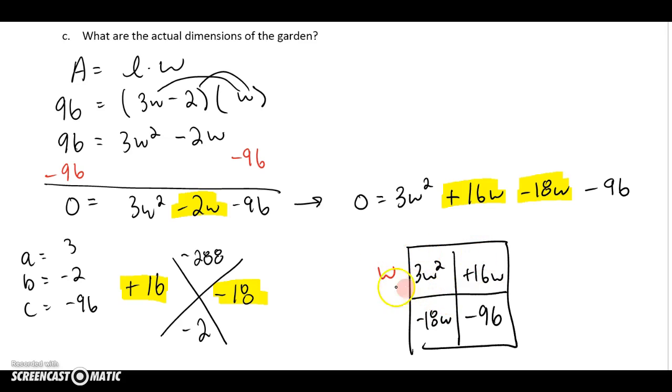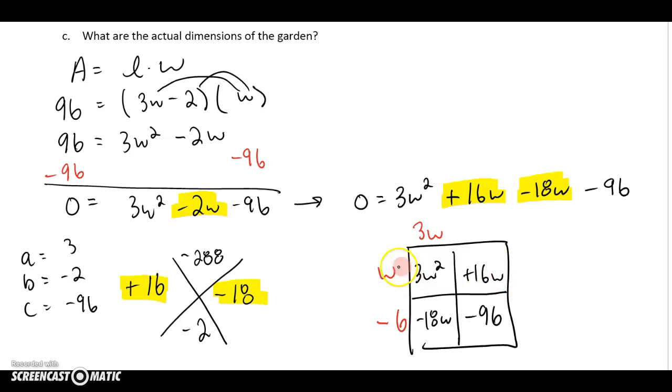Yeah, we can. So let's take a look now. W times what makes 3w squared? Well, 3w needs to go in there. And let's take a look here. 3w times this, what has to go here? What times 3w makes -18w? Well, maybe like a -6. Sure, that's going to work. 3w times -6 is -18w.